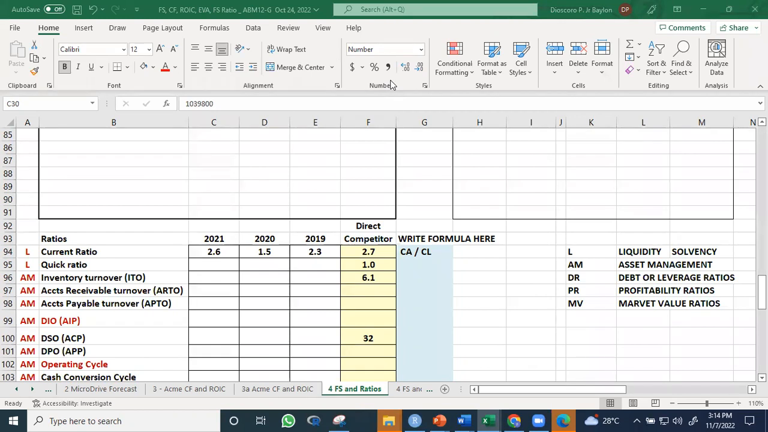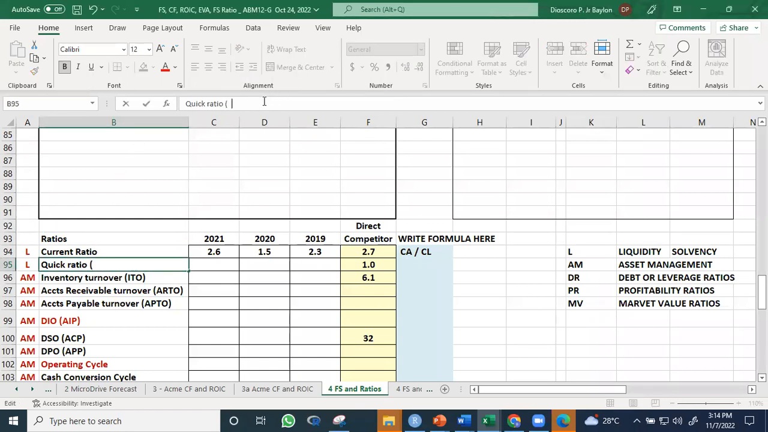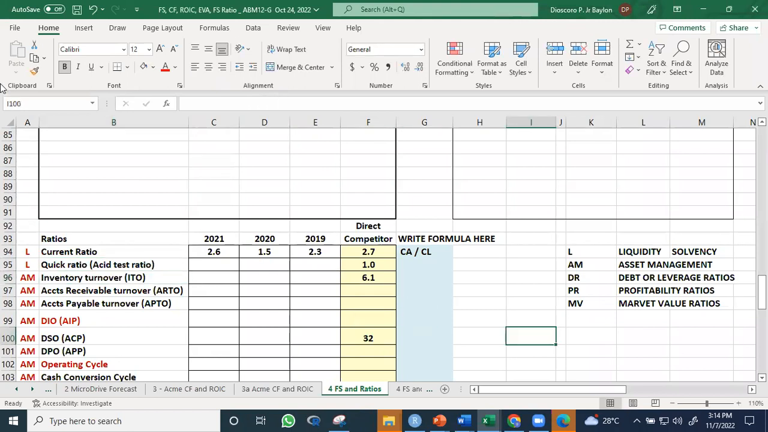All right, so let's now go to the quick ratio. The quick ratio is also known as the acid test. Another name for this is acid test. So what's the acid test ratio? As I said, it is stricter than the current ratio, because the acid test ratio will only indicate your cash and your marketable securities divided by the current liabilities. So this means that you're only using as your numerator those that are easily converted to cash.